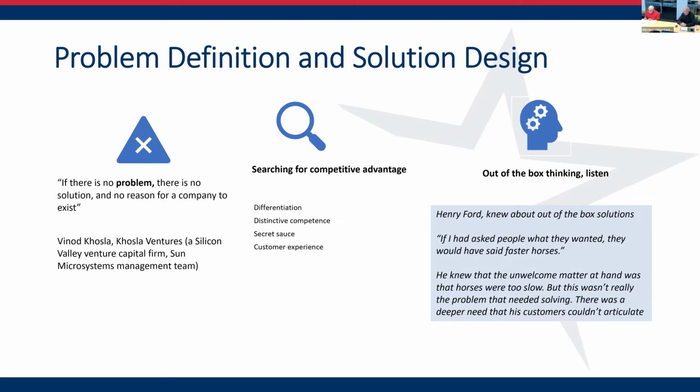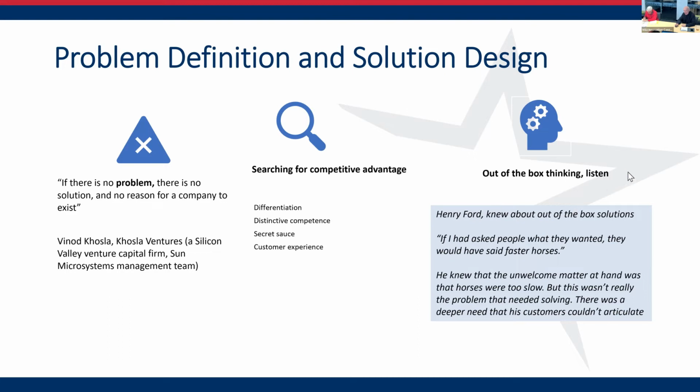For this group, we want to make sure as you define your problem and you try to turn it into a commercial advantage, you're always searching for competitive advantage. That can come through differentiation, a distinctive competence or trade secret. Many people will develop what they term a secret sauce. This can be software that's very unique and only usable in your product. And of course, we want a customer experience that the market will respond to.